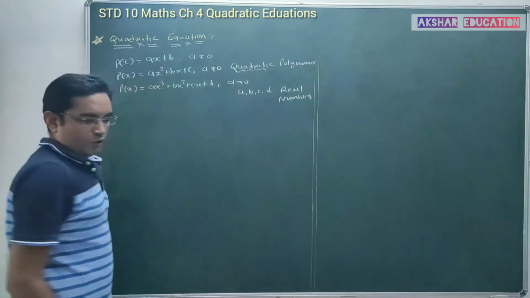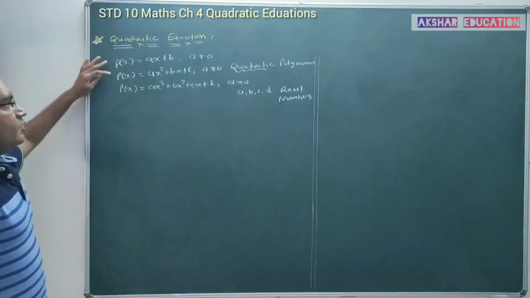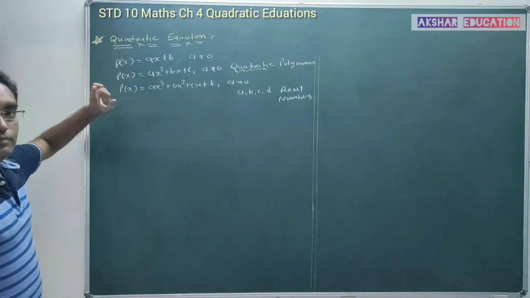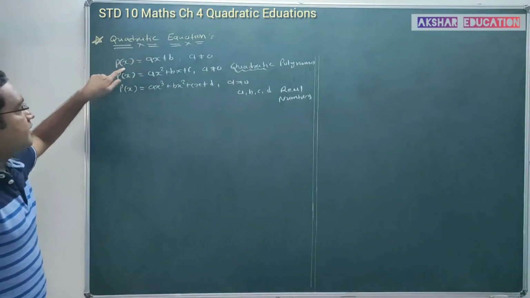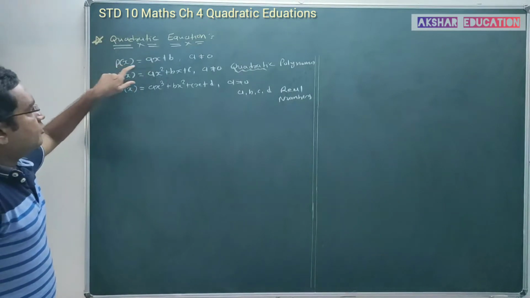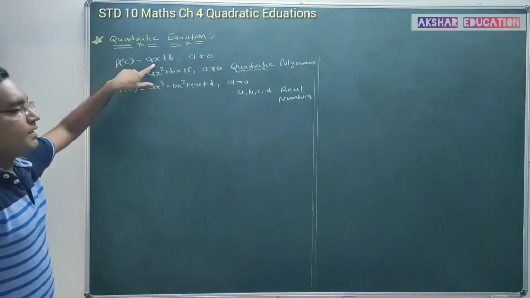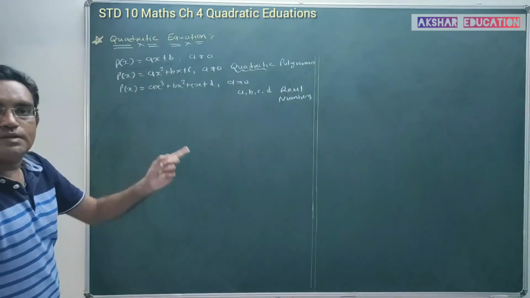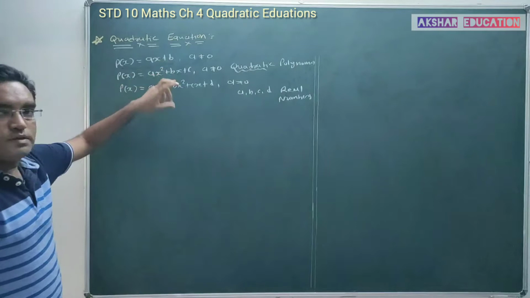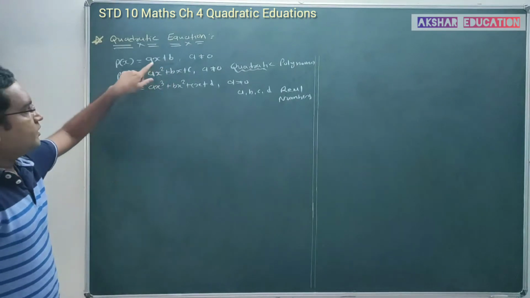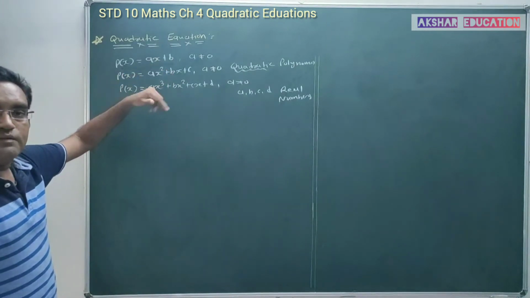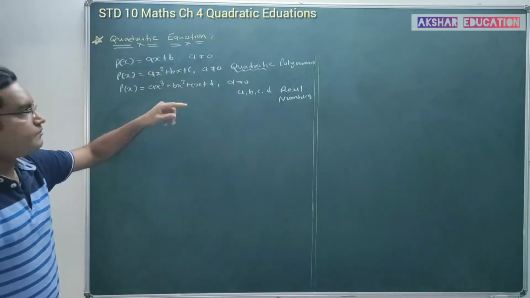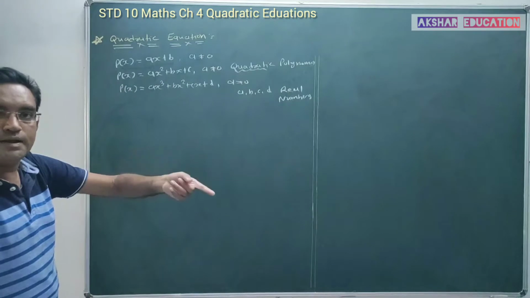So different types of polynomials based on the degree, that we have discussed in our chapter number 2. The polynomial with degree 1 is known as linear polynomial. If we compare this polynomial with 0, we get a linear equation, which we have discussed in our chapter number 3, that is linear equations in two variables. We studied linear equation in one variable in our standard 8. Linear equations in two variables is chapter number 3 of standard 10.